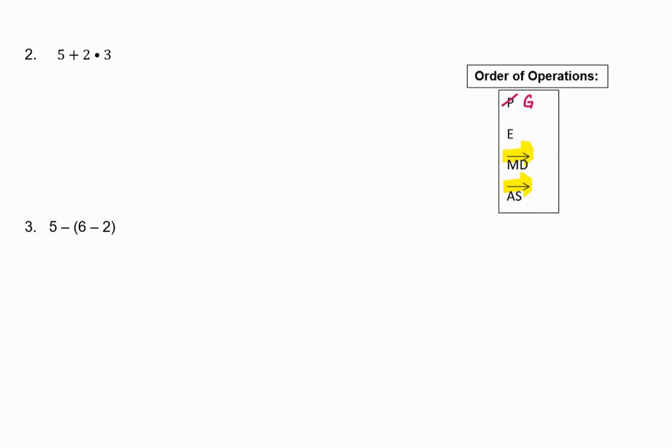In problem 2, let's see if there's any grouping symbols, and there's not. Are there any exponents? No. So now I'm going to do multiplication and division from left to right. So I'm going to do the 2 times 3 first. I bring the 5 straight down. I bring the plus sign straight down, and then 2 times 3 is 6. And 5 plus 6 is 11.